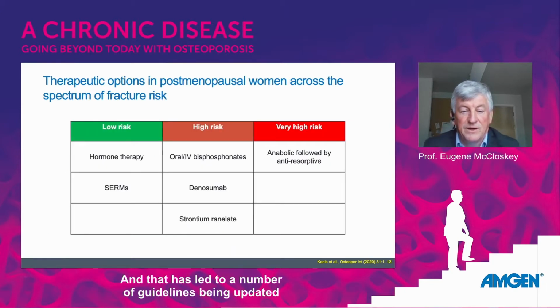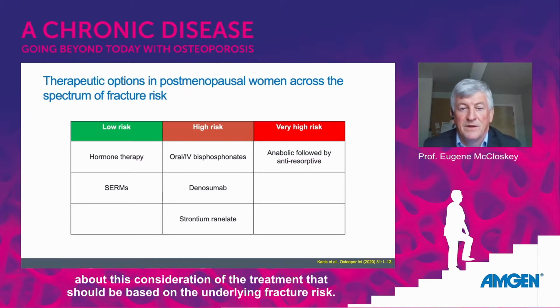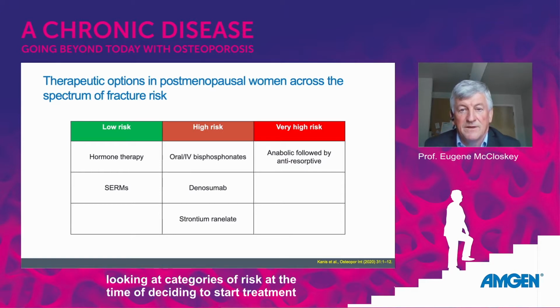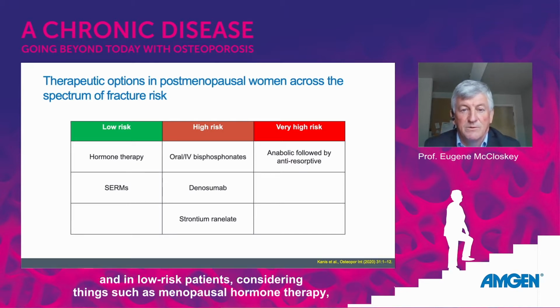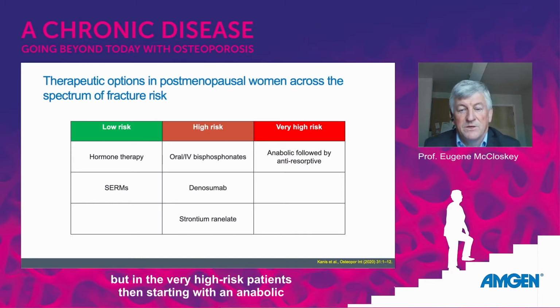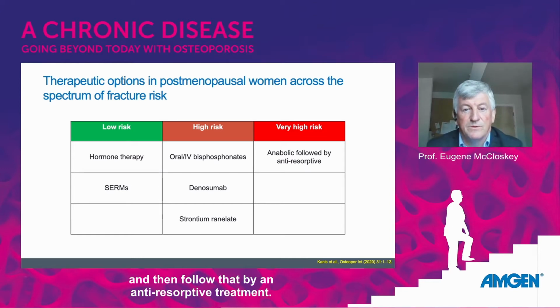And that has led to a number of guidelines being updated about this consideration of the treatment that should be based on the underlying fracture risk. This is a table from a recent publication from the IOF and ESCEO, looking at categories of risk at the time of deciding to start treatment, and in low-risk patients considering things such as menopausal hormone therapy, in high-risk patients looking at oral or intravenous bisphosphonates or denosumab, but in the very high-risk patients, starting with an anabolic and then following that with an anti-resorptive treatment.